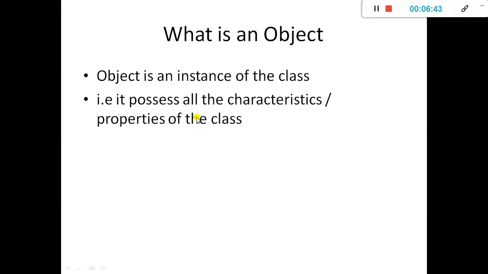Now what is an object? A class is a structure which we have declared, but the class structure won't come into existence until you create an object of that particular structure. So what is an object? It is called an instance of the class. What do you mean by that? It possesses all the characteristics or properties of the class.